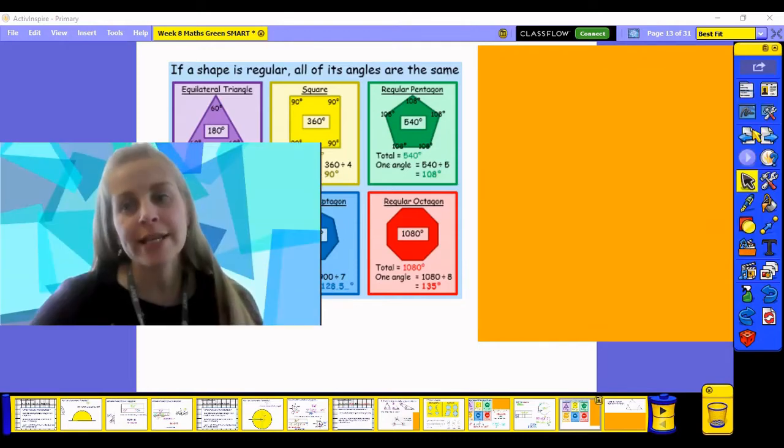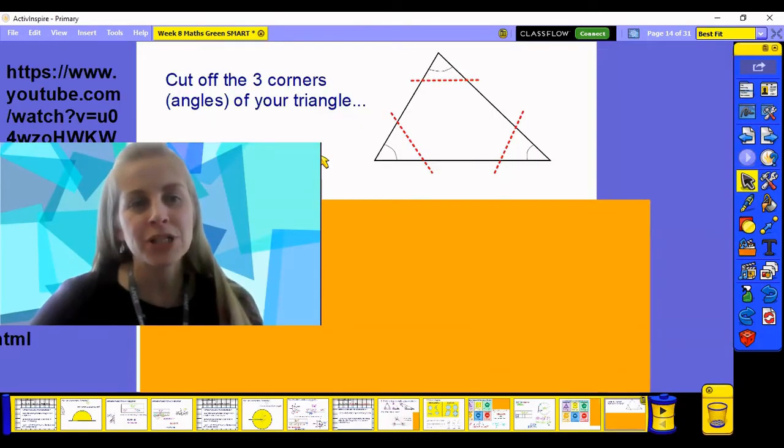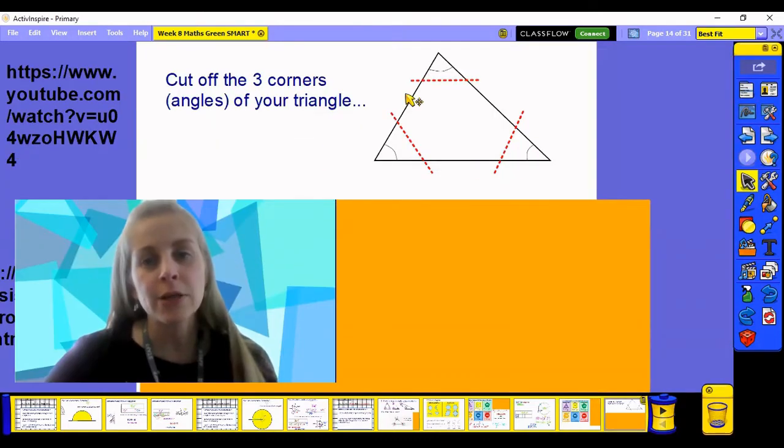So in order to do this, I'm going to ask you to see if you can get yourself a triangle. You will need to make sure your triangle has straight sides, so it's not got any curves to it, so it's a polygon. And we're going to watch a little video now so you can see what it should look like, and you might want to follow along with the steps as you do it.